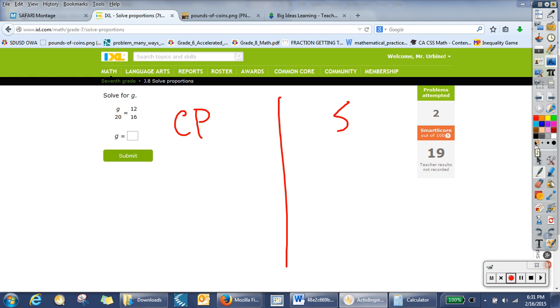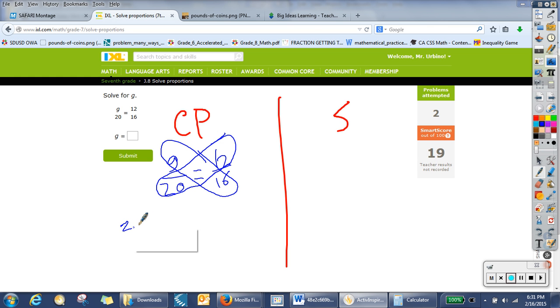Alright, now, if I'm using cross products, I'm just going to write g over 20 is equal to 12 sixteenths. Again, I'm going across. G times 16, and you guessed it, 20 times 12. So 20 times 12 is equal to 16g.